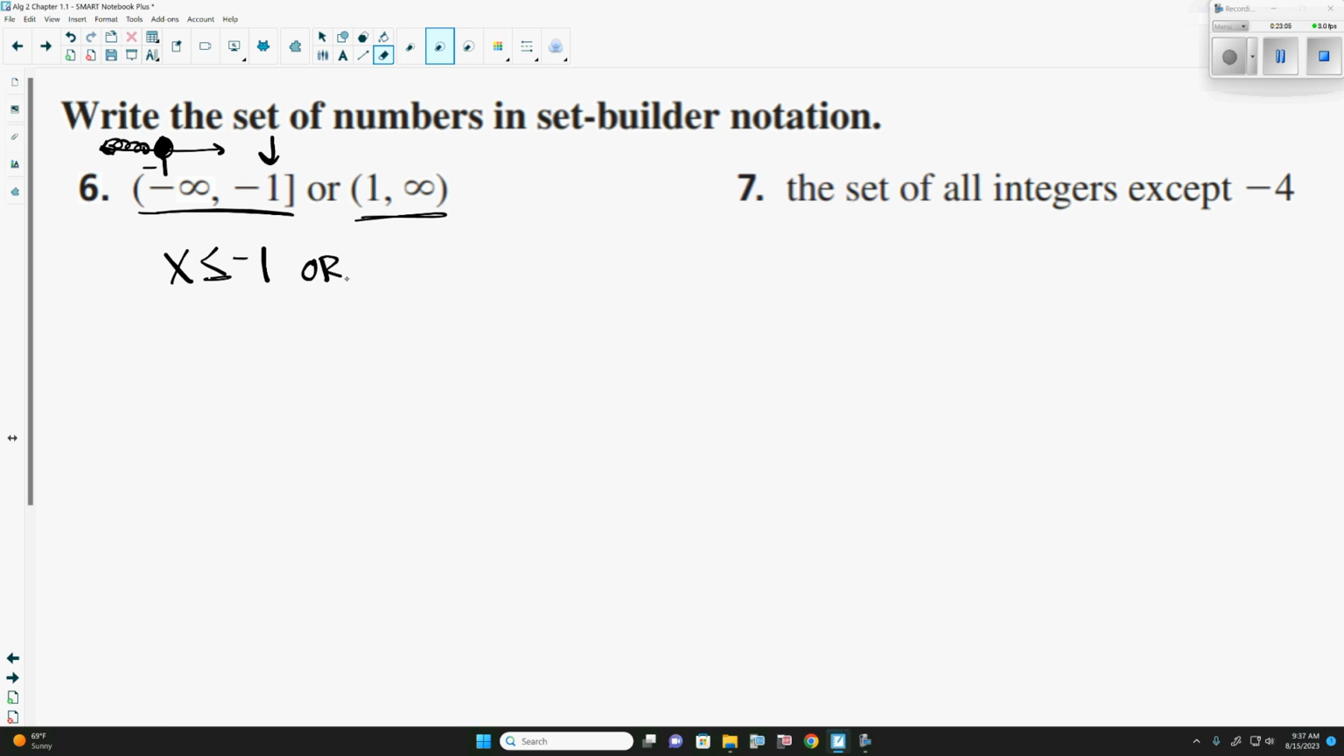Or 1 comma infinity. So we will have our 1 and we will have our x. X is greater than 1. Because here, if we graphed it, we would have 1. We wouldn't fill it in because the parentheses next to 1 tells us it's not included. And we're going to positive infinity, so we would shade to the right, which is our x is greater than 1.